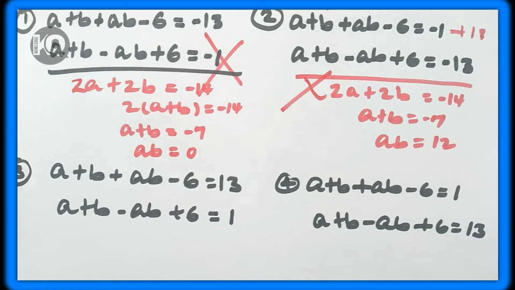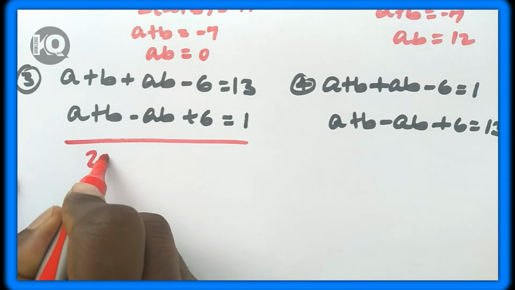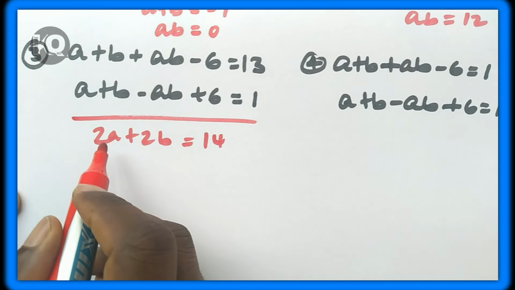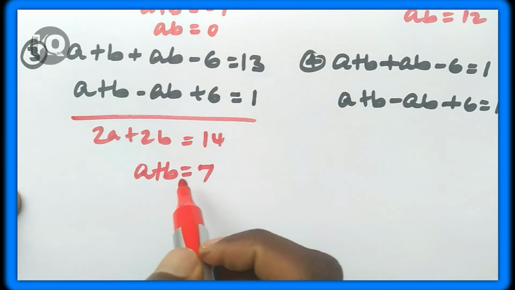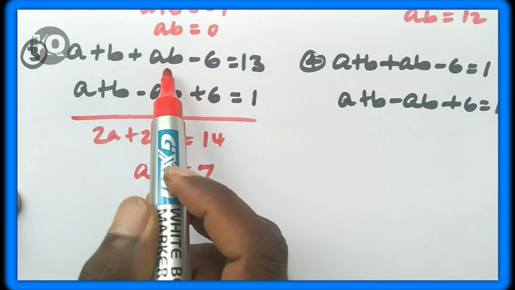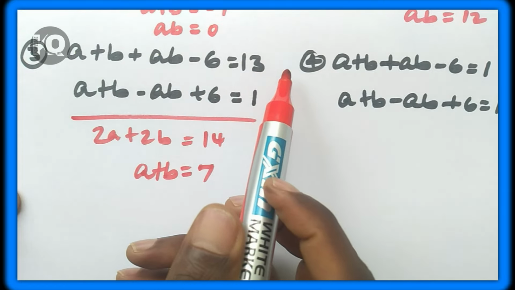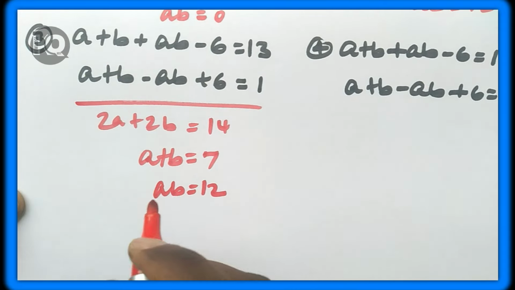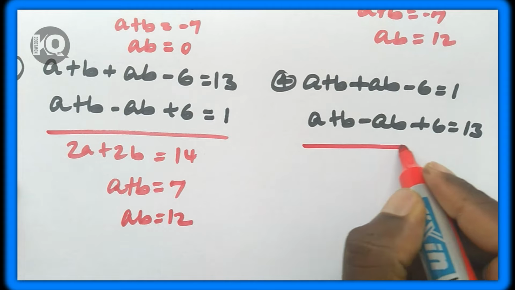And so let's see the third possibility. It will be 2a plus 2b, which is equal to 14. So a plus b is equal to 7. When we substitute 7 into one of the equations here, 7 plus ab minus 6, so 7 minus 6, that's 1. So minus 1, ab will be 12. And here we have all positive values, and let's see this one.